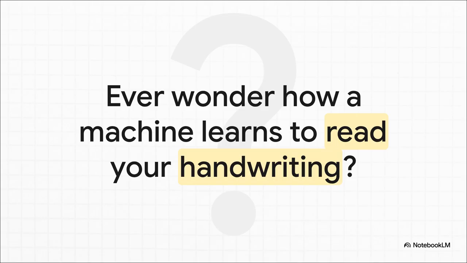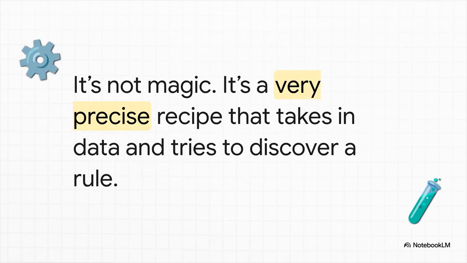You scribble down a note, some machine scans it, and boom, it knows exactly what you wrote. How does that happen? Is it some kind of artificial brain? Is it just magic? Well, no, not quite. The whole process is actually a lot more like a very specific, really powerful recipe. And right now, we're going to walk through that recipe step by step.